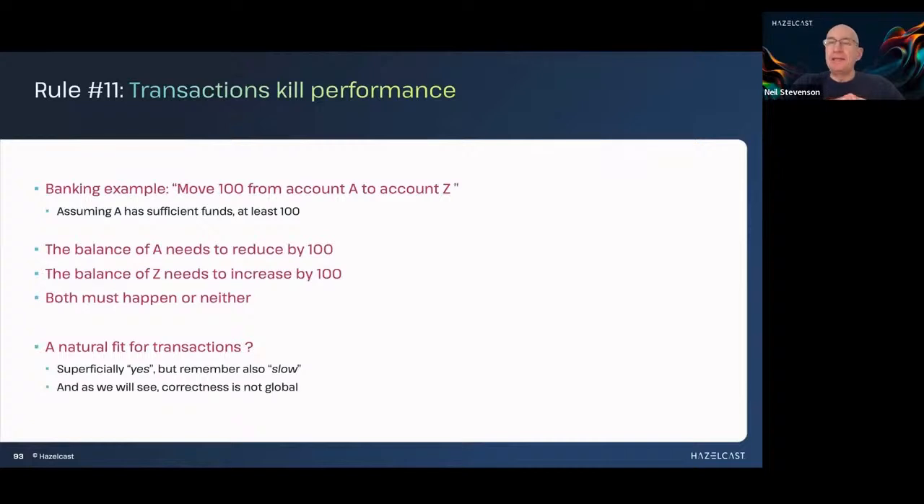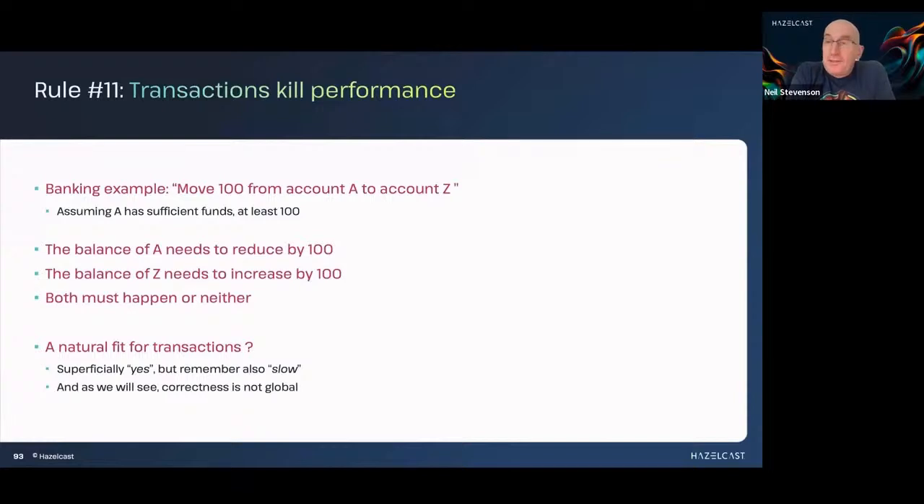So here's our banking example. We're going to move 100 currency units of whatever country you're in from account A to account Z, assuming you've got 100 to begin with. And really the business problem is the balance of A needs to go down and the balance of Z needs to go up. And it's both or neither. You don't want one to happen and money has just disappeared out of the system, or worse still, has appeared in the system. And that these two must both happen or neither happen is a natural fit for transactions.